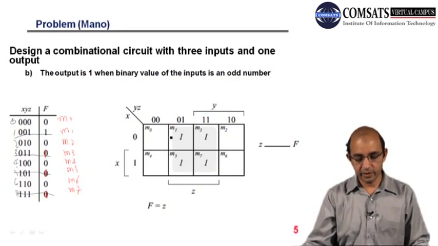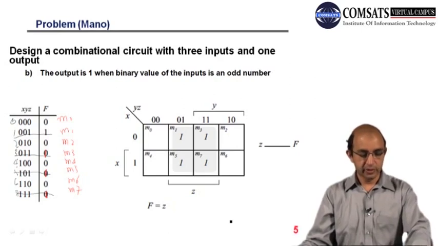So we will be having straight away a square. This square will give us only Z. X and X bar will be cancelled and Y bar will also be cancelled, so we are left with Z. So this is the solution to the second part.